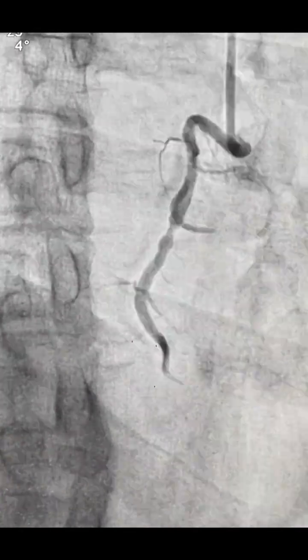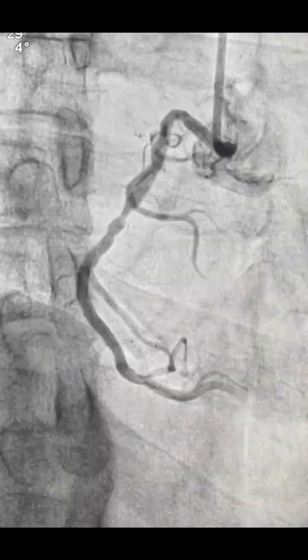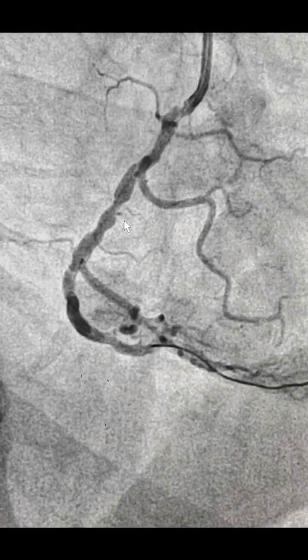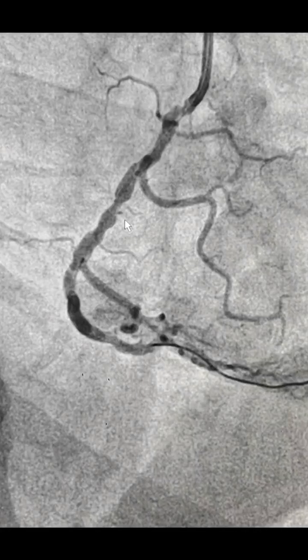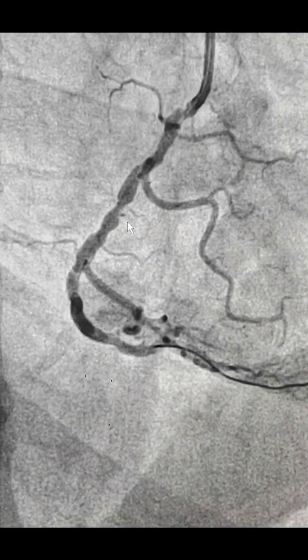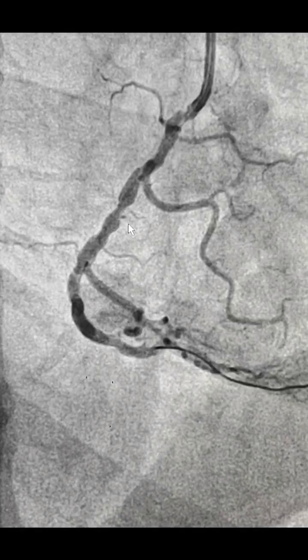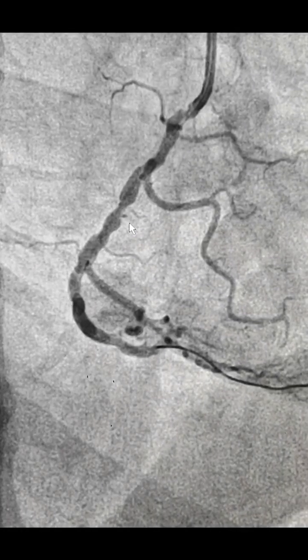And this is the lateral view, sort of an RAO view, and you can see the significant lesion in the mid RCA. In this still frame, near the arrow, there is a 70 to 80% stenosis in the RCA. So I decided to do the angioplasty after getting clearance from the state scheme.